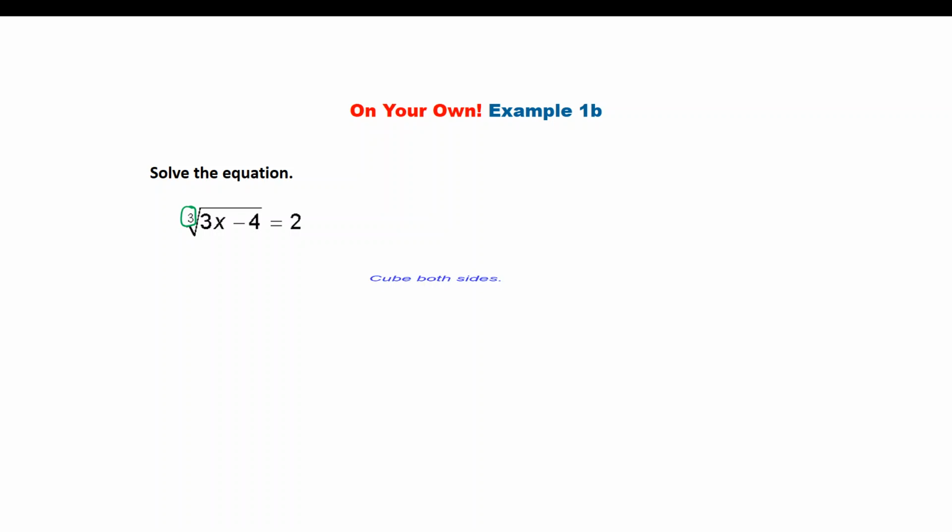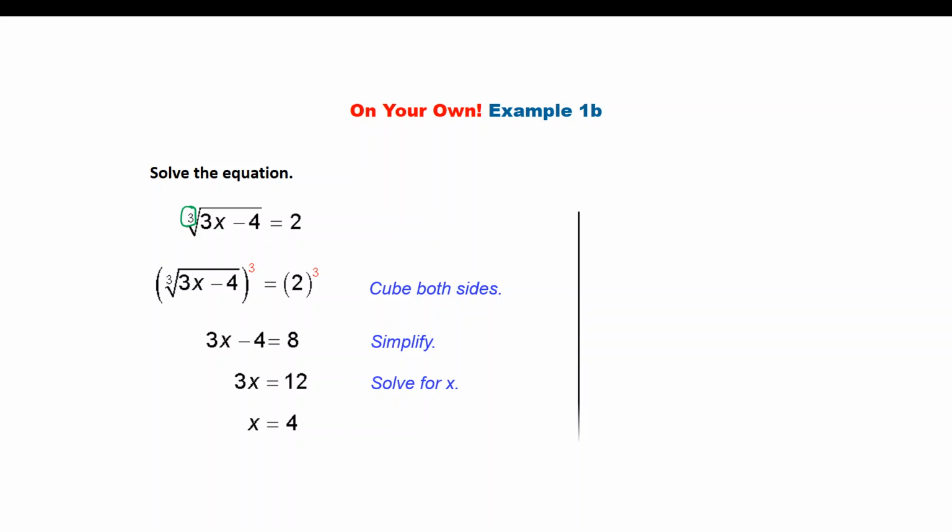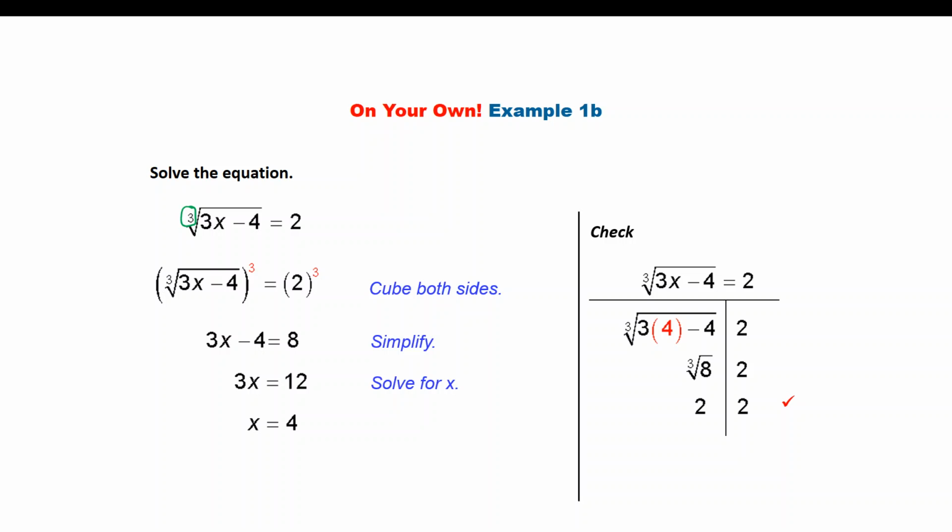Okay, so hopefully you knew it was already isolated by itself, so all we have to do is cube both sides. Once we do that, our radical sign goes away, and we just have 3x minus 4 equals 8. Easy to solve for x at that point. Go ahead and check, and when you check, you see that 2 equals 2 when we substitute 4 in place of our x here, and sure enough, you did it right.